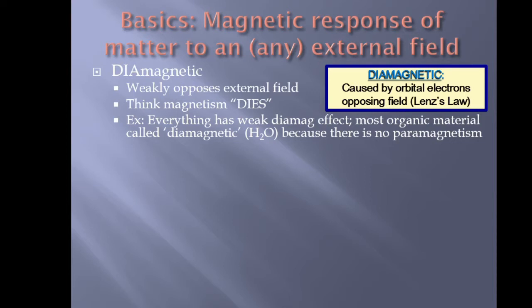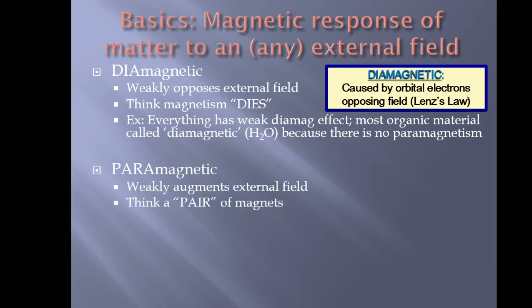Now, everything has a diamagnetic effect according to Lenz's law. Just the motion of orbital electrons will necessarily oppose an external magnetic field. So as long as it has electrons, so obviously not plasma or something like that, there's always going to be a diamagnetic effect. So what are things that we call diamagnetic, though? Water, organic compounds, and that's because the only effect we can see is the diamagnetic effect, because there's no para or ferromagnetic effect.